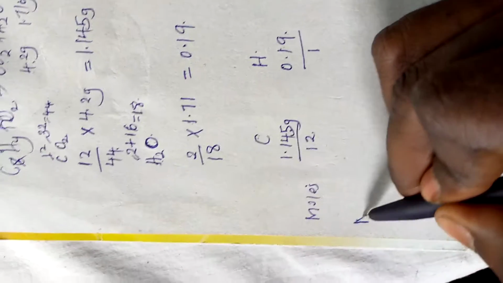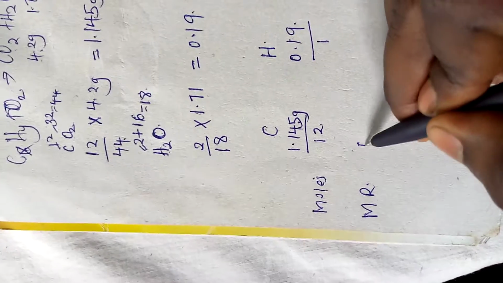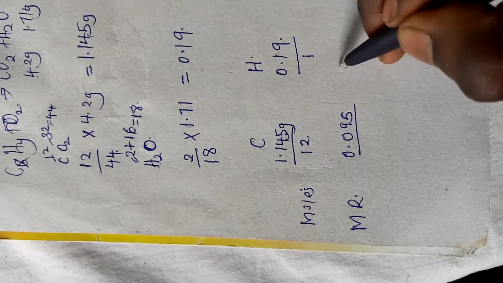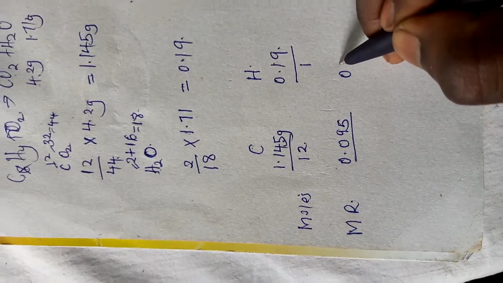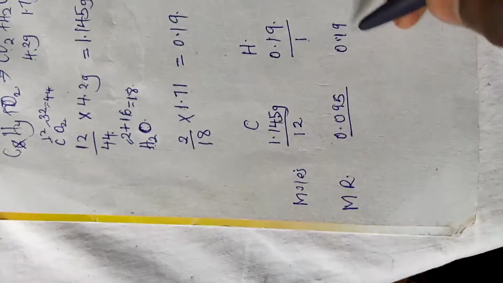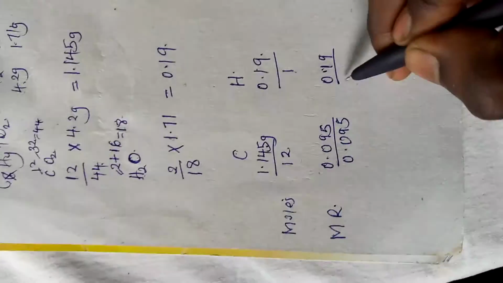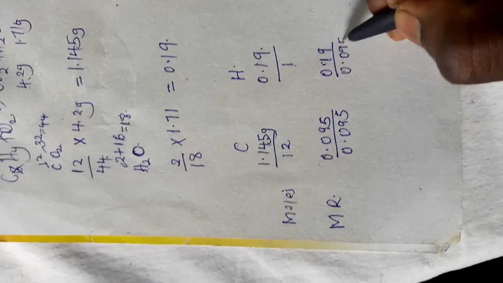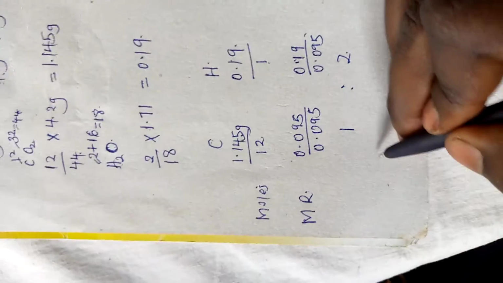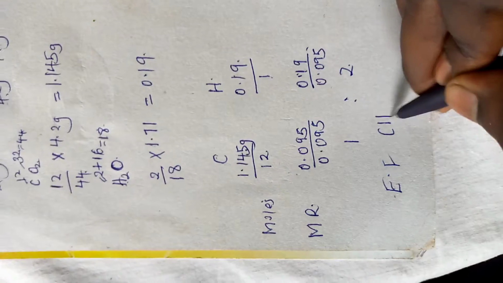We now find the mole ratio, and here the moles for carbon is 0.095, then the moles for hydrogen here is 0.19, because 0.19 divided by 1 is 0.19. We now divide by the smallest value between these two to obtain the mole ratio, and this is how we divide. And we now obtain the mole ratio as 1 to 2, and therefore this gives the empirical formula of that hydrocarbon to be CH2.